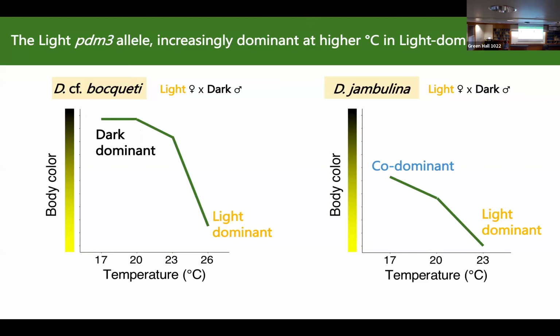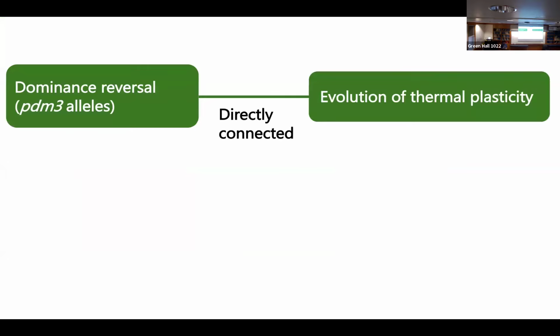And in the case of Jambolina, the two alleles were co-dominant at the lower temperature, but the light allele was dominant at the higher temperature. So in both species, the light PDM3 allele became increasingly dominant at the higher temperature. So taken the results together, dominance reversal of PDM3 alleles is directly connected with the evolution of thermal plasticity. So this is the key concept for subsequent projects of mine.